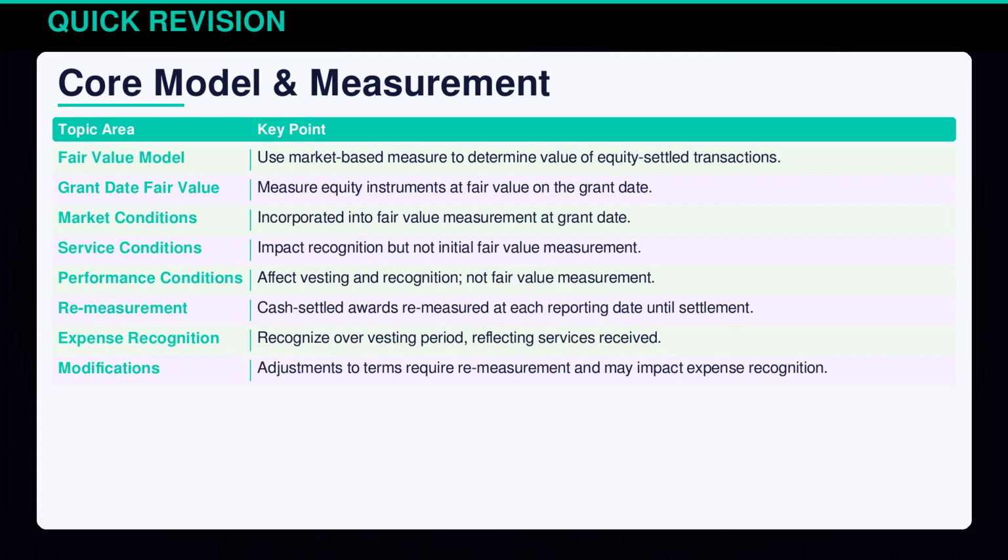The core measurement model is centered on fair value. Equity-settled transactions are valued at grant date, using market-based measures. Key factors like market conditions are part of this initial measurement. However, service and performance conditions mainly affect recognition timing. Cash-settled awards are remeasured frequently. Expense recognition occurs over the vesting period, capturing the cost of services received. Modifications can alter expense patterns and require careful handling.